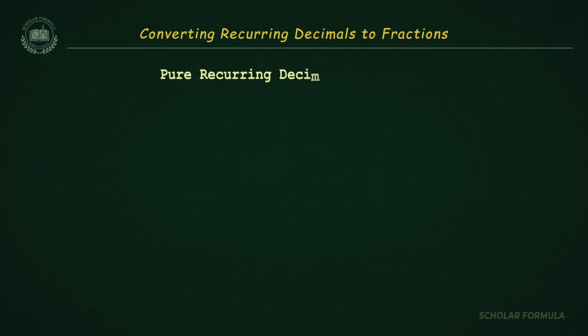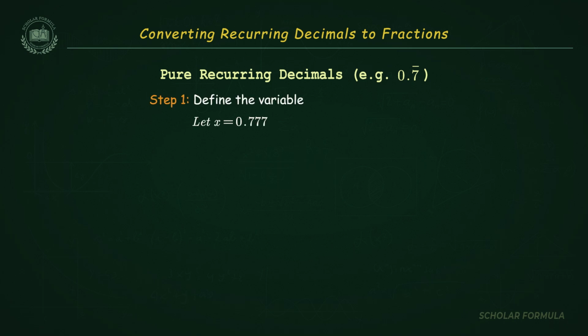Now, let's reveal the algebraic proof behind the shortcut, starting with pure recurring decimals. First, we let x equal the recurring decimal. It's important to remember that this x is the final value we are looking to find. But to solve for x, we need to deal with that infinite tail. So, let's create a second equation.